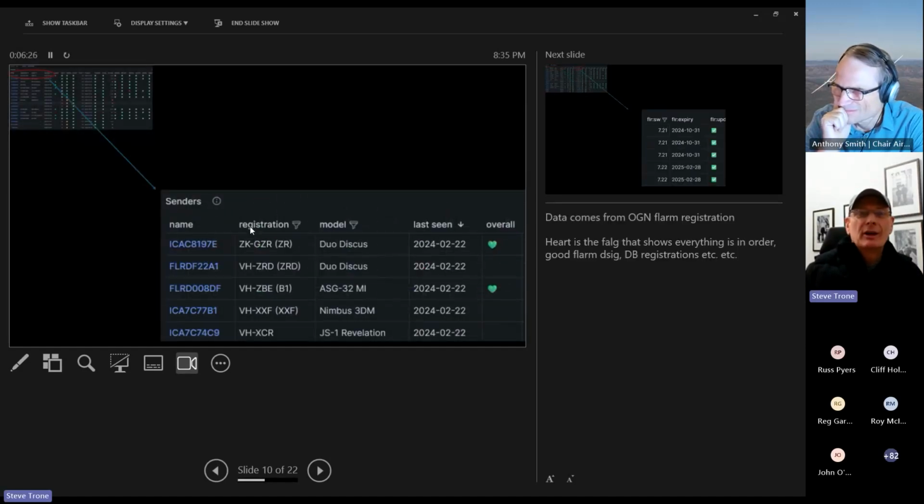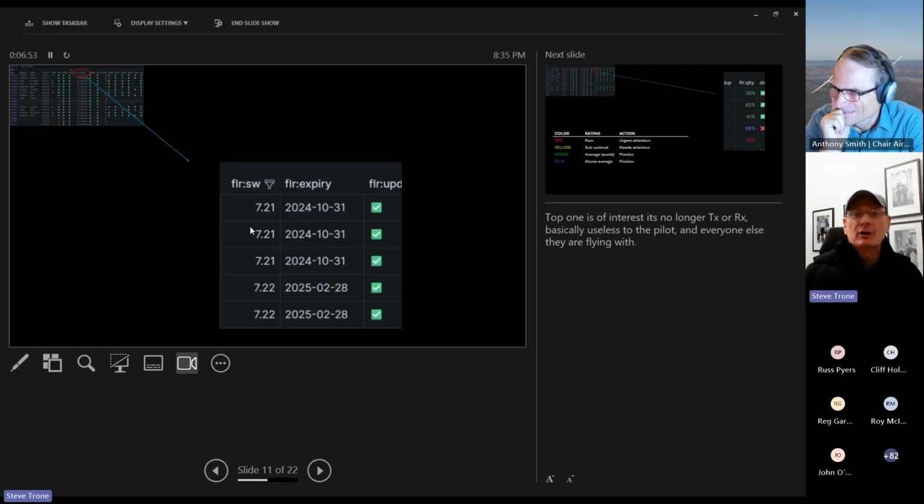So we jump into the detail. It's pretty self-explanatory: it gives you the rego or ID number of the FLARM, the registration of the aircraft, the model number, and the last time it flew. This is important, especially if you're looking at dates when FLARM versions are ending, or whether the aircraft's parked up, laid up, or sitting in someone's trailer.